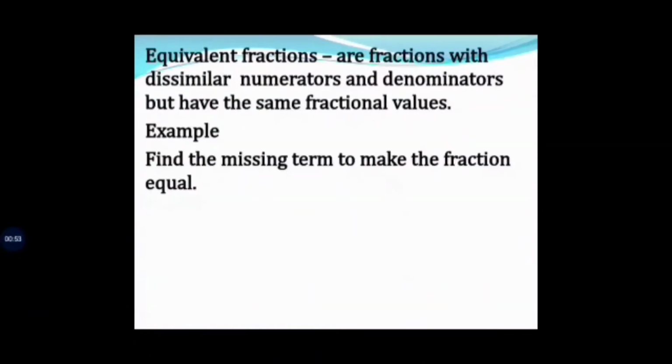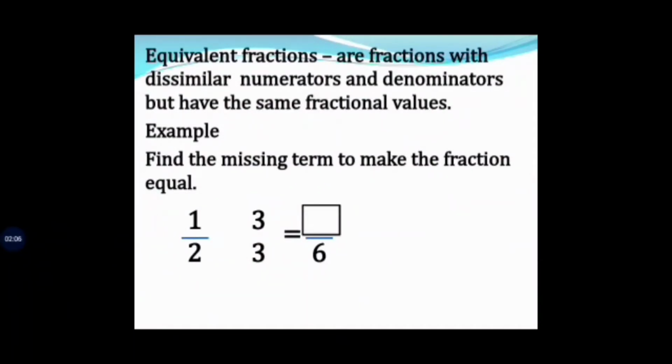Example: find the missing term to make the fraction equal. If the given number is 1/2 is equal to a box over the denominator of 6, we are asked to find the missing term which will be put inside the box. First, we will divide 6 by 2, and it gives the quotient of 3. Then we will use 3 to be multiplied by 1.